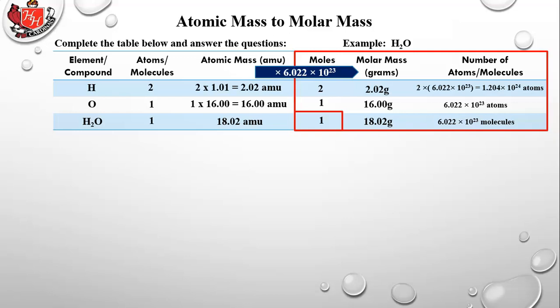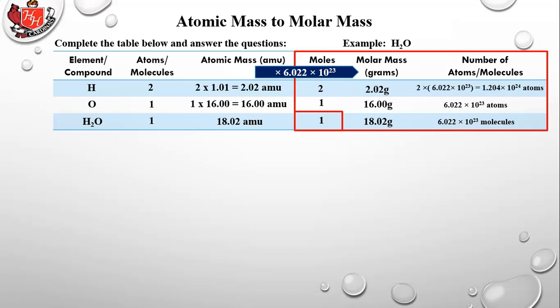When you have 1 mole of water, it's going to weigh 18.02 grams. If you have 1 mole of water, you're going to have 16 grams of oxygen. In 1 mole of water, you're going to have 2.02 grams of hydrogen. If you have 1 mole of water, you have 6.022 times 10 to the 23rd water molecules. That's what 1 mole means. You're also going to have 6.022 times 10 to the 23rd oxygen atoms in 1 mole of water. And finally, in 1 mole of water, you're going to have 1.204 times 10 to the 24th atoms of hydrogen.